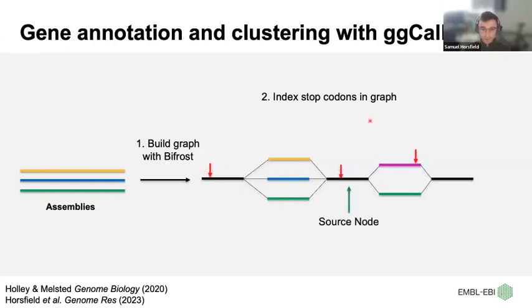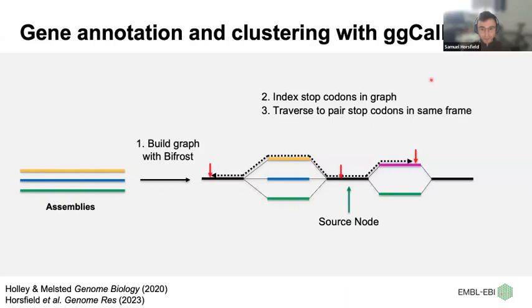Starting from an individual source node, ggcaller then traverses outwardly from a stop codon to pair up all stop codons in the same reading frame. So therefore, once we've paired up these stop codons, we can be confident that if there is a gene present between these two stop codons, it's not going to bridge any further out from there.